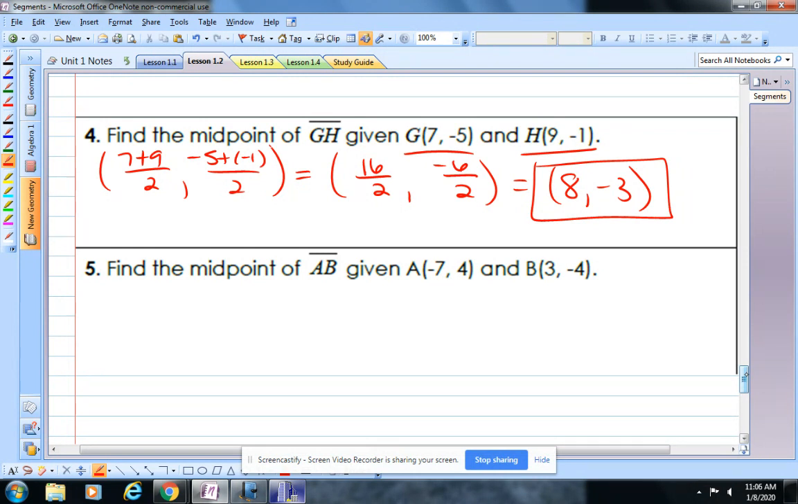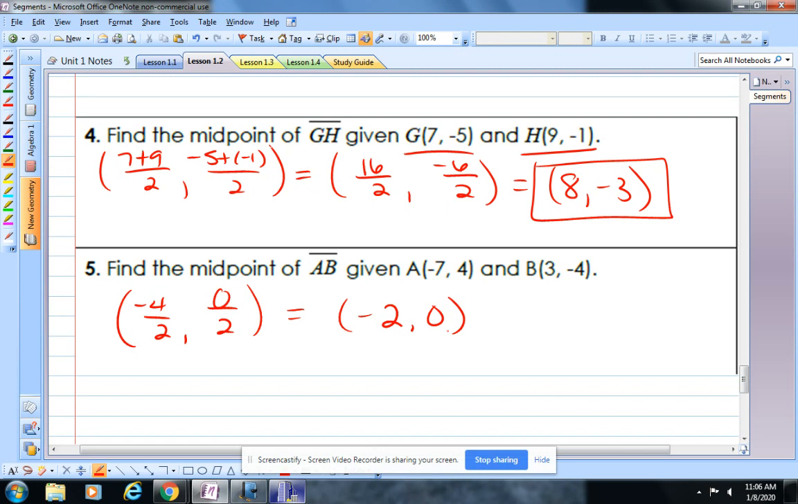All right, check it with each other. Did y'all get negative 2, 0? Any questions?